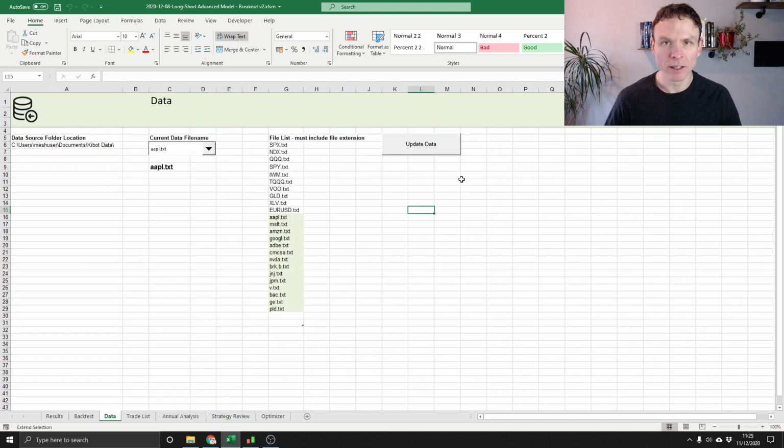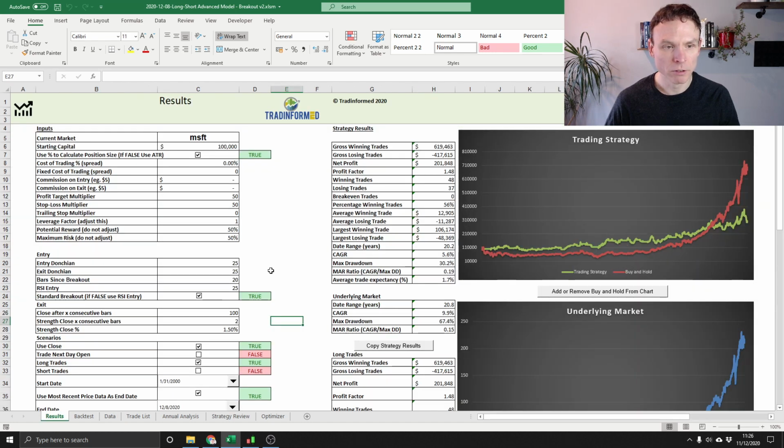Let's have a look at the next market, and you will see as I go through these markets a picture building up that is telling us a story. So first of all, let's have a look at Microsoft. I'm just going to choose Microsoft from the drop down menu, click update data. Okay, it's going to bring me back to the results page.